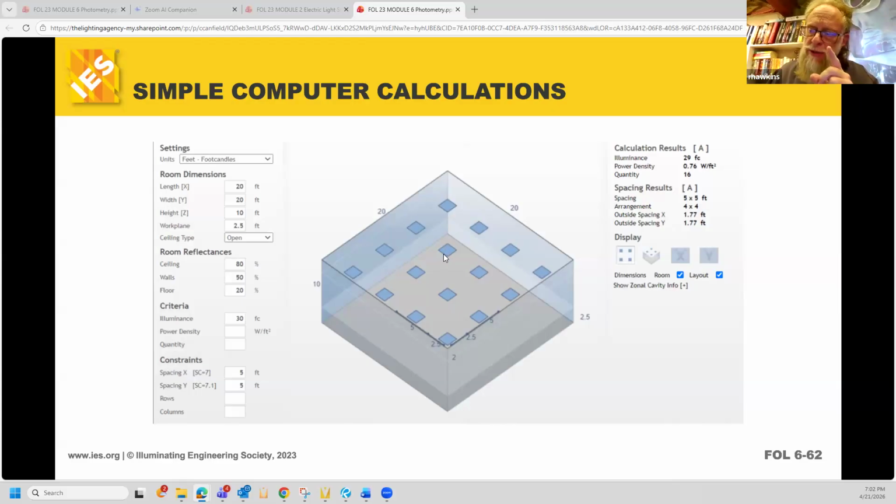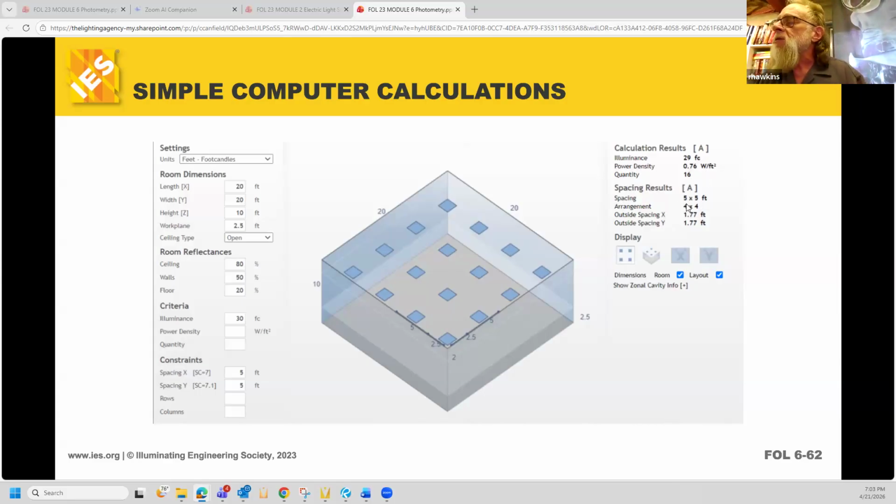Note for this particular example, they made a 20 by 20 by 10-foot room. What they put in was, what does it take to get to 30 foot-candles, right? They give you an answer. They give you 16 fixtures. They give you a watts per square foot for the fixture, right?